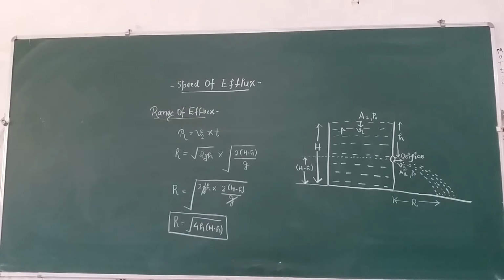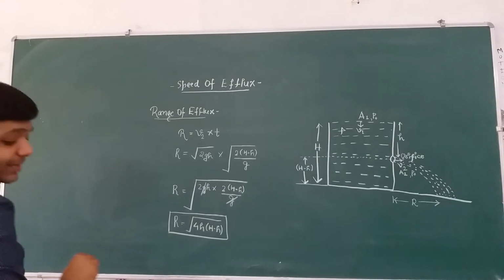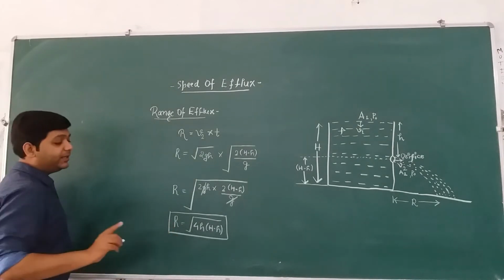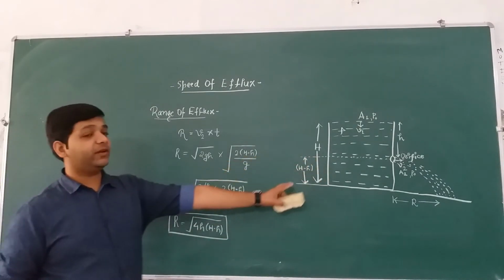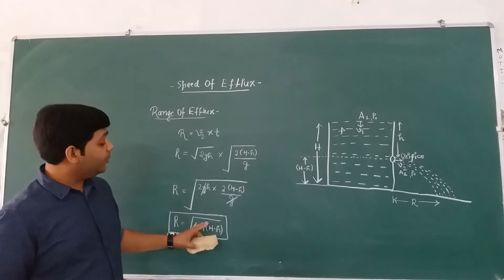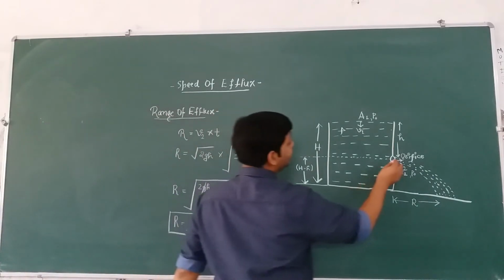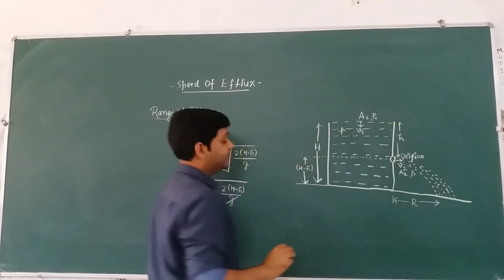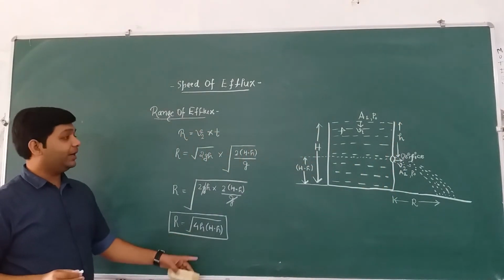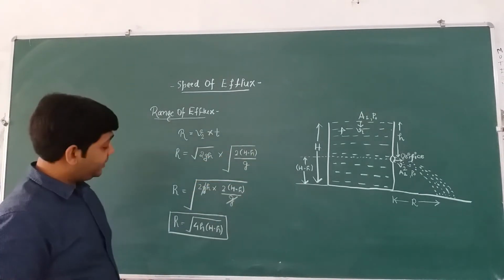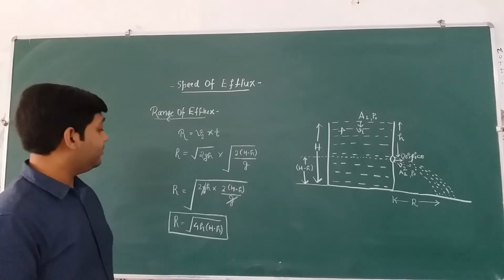I hope this is clear to everyone. So this is the expression for range of efflux. So you can see that the range of efflux does not depend upon the velocity of efflux or the acceleration due to gravity or anything. Okay? It only depends upon the position of the efflux, that is the location of the efflux, at what depth from the upper surface of the water it is located. So it depends only on the value of small h, and obviously capital H is the height of the container. Fine. So this is the range of efflux.